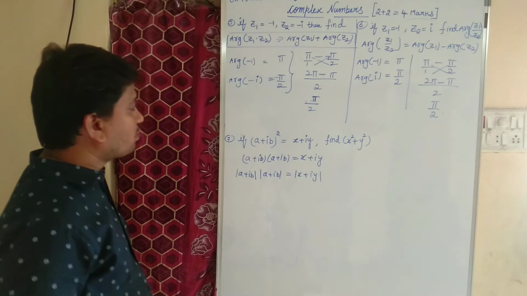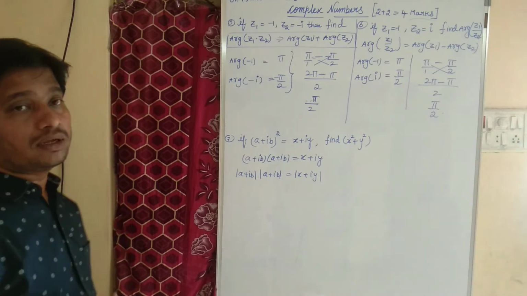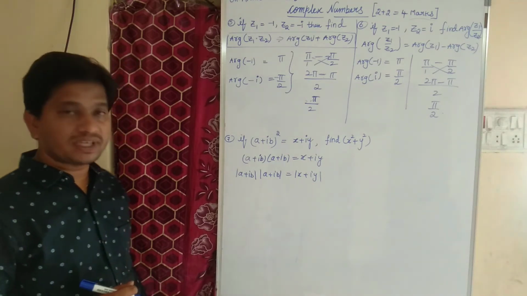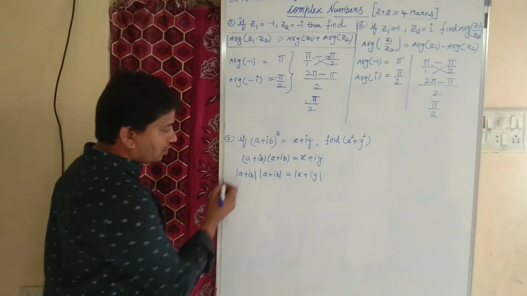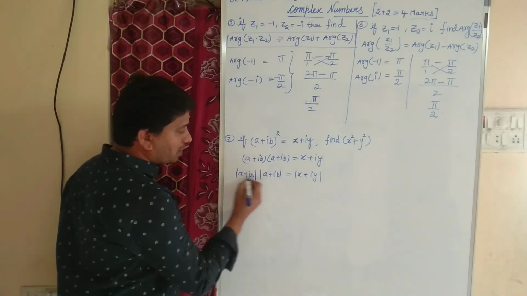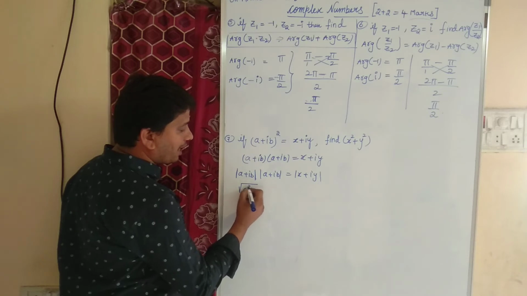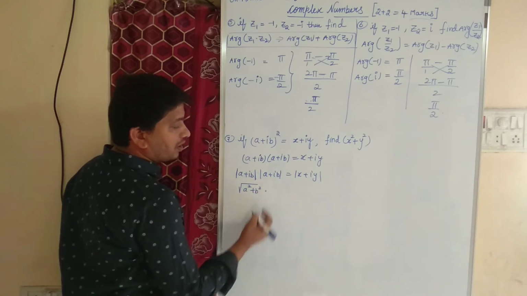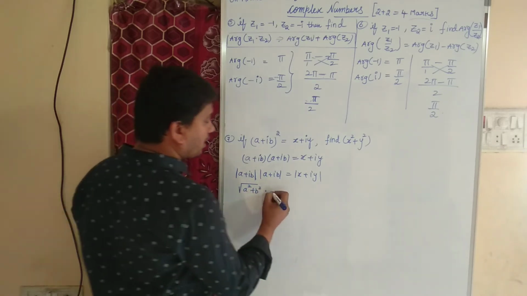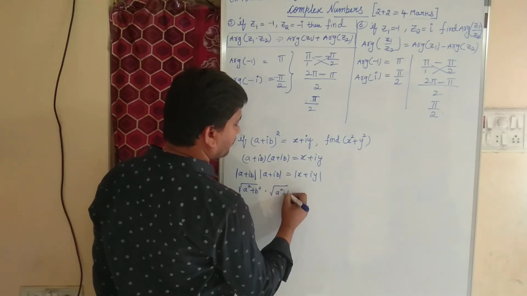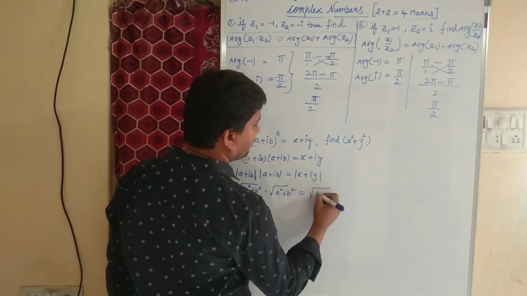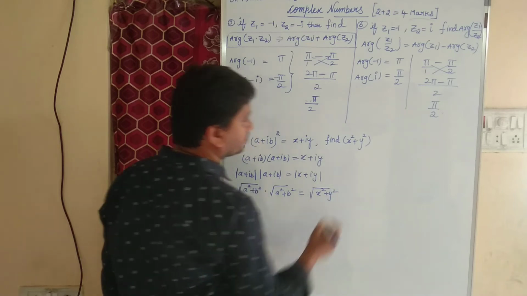So what is modulus of a plus ib, which is nothing but what? Root over a square plus b square, right? Again, what is the modulus of a plus ib? I can write as root over a square plus b square. And what is the modulus of x plus iy? I can write as root over x square plus y square.